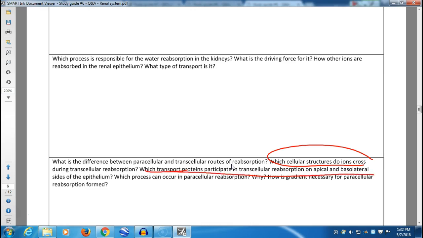So, channels, symporters, and just generally understand it's transport. Paracellular reabsorption, only diffusion. How is this gradient formed? Now, here's the deal. It's not tricky, but when sodium is reabsorbed, what is following sodium? Water. What happens when water leaves the filtrate? What happens to the general concentration of the filtrate? It increases, so all the ions increase their concentration, and that's the force for the paracellular reabsorption. Does that make sense?